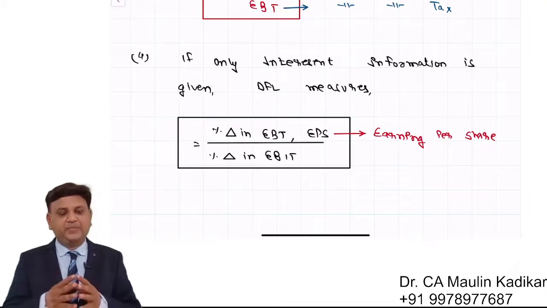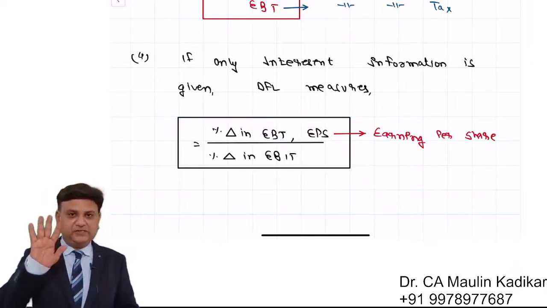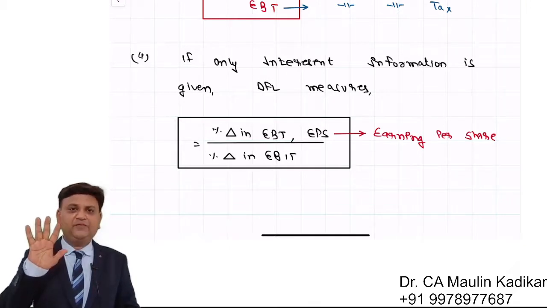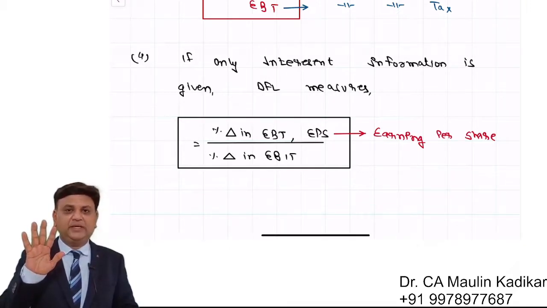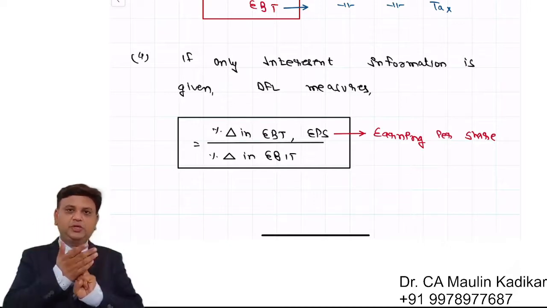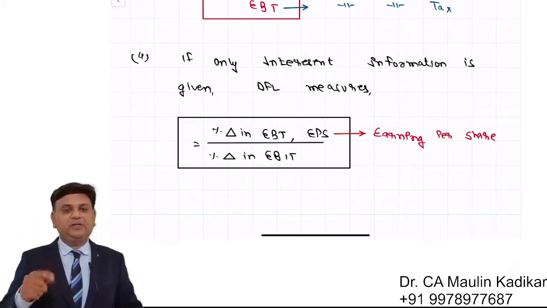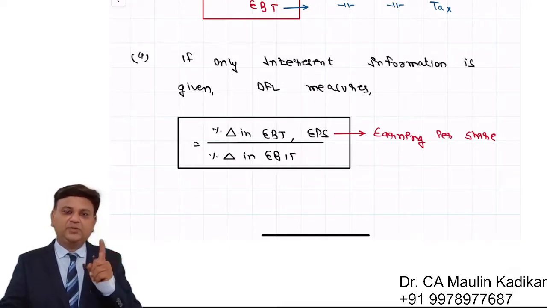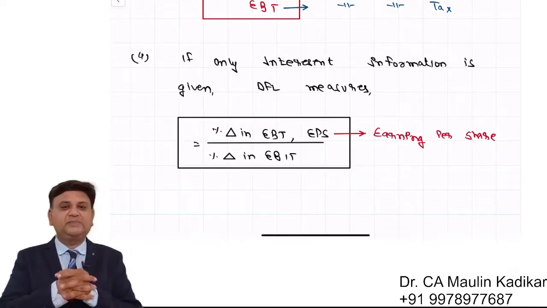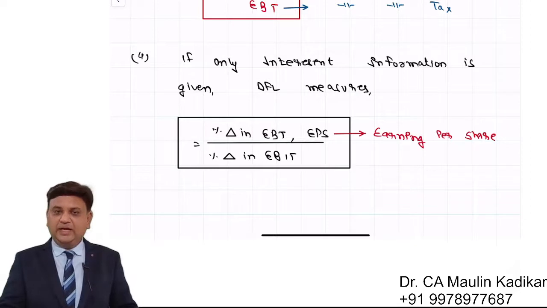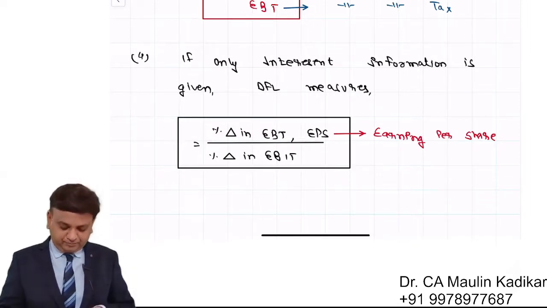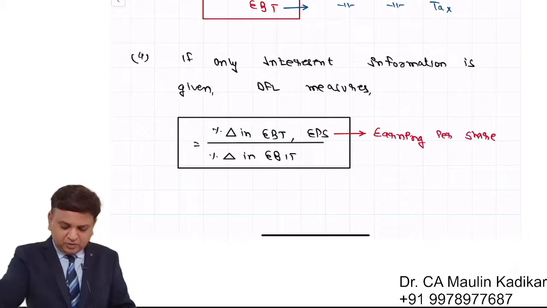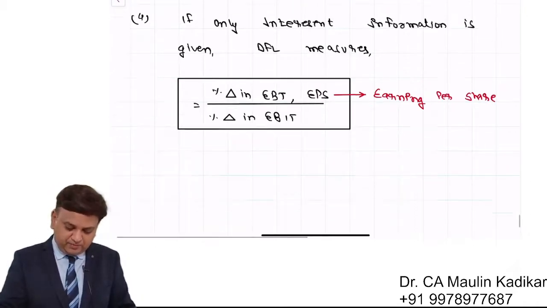It means that suppose the DFL is 5 and operating income increases by 3%. So 3 into 5 is 15. With the 3% increase in the EBIT, EBT as well as EPS will increase by 15%. How is 15 calculated? 3 into 5. That is the way the percentage change in EBT as well as EPS is calculated. Write it down in your notes first of all, and then I will give all the explanation to you.